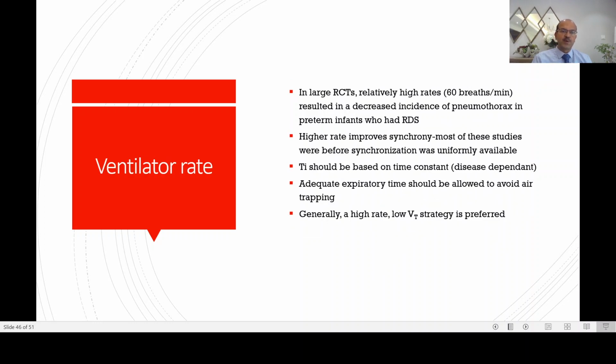The rate, obviously, we use a slightly higher ventilatory rate, and we discussed that in the ventilation series. I'm not repeating it.